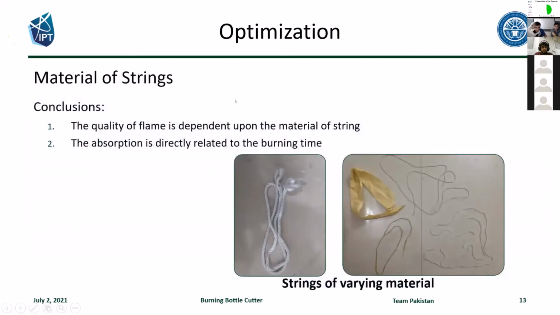So this optimization is dependent upon the material of string. For the fiber rope or the cotton cloth, only one loop would have been more than enough to get the bottle cut. This is the conclusion for the material of strings: the quality of flame is dependent upon the material of string, and the absorption is directly related to the burning time. So keep that in note.